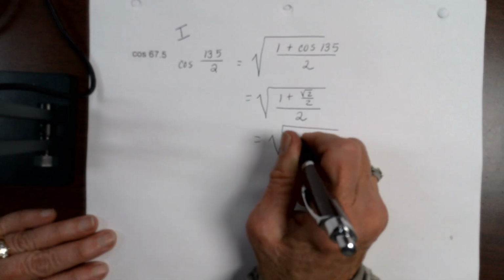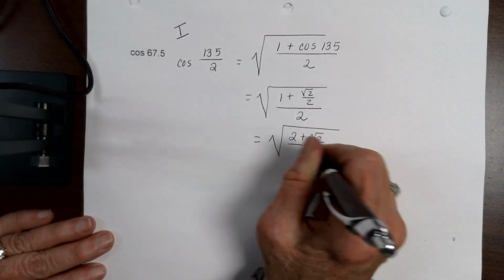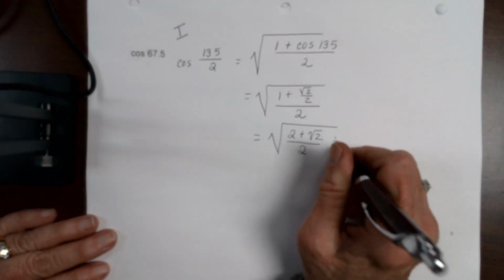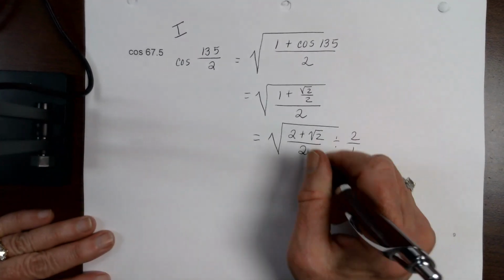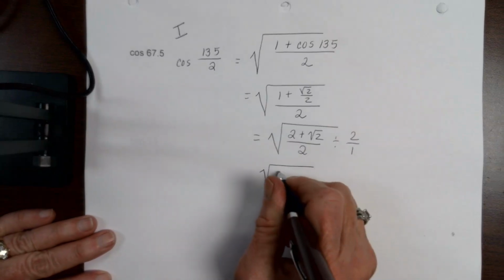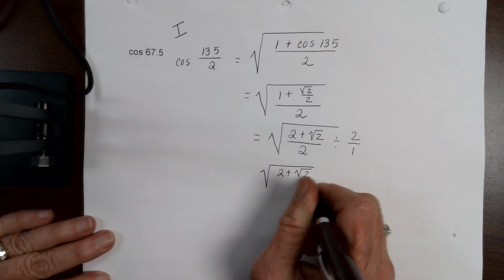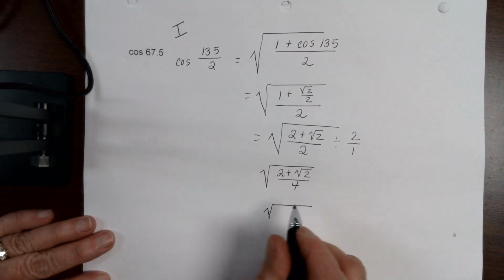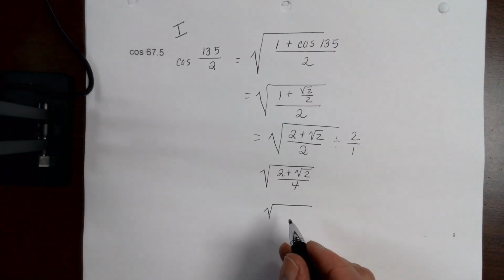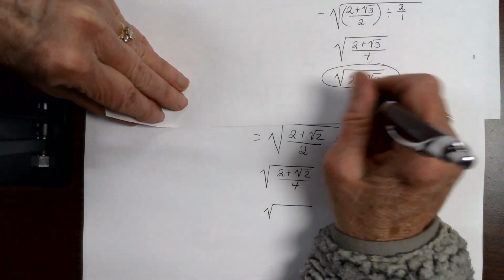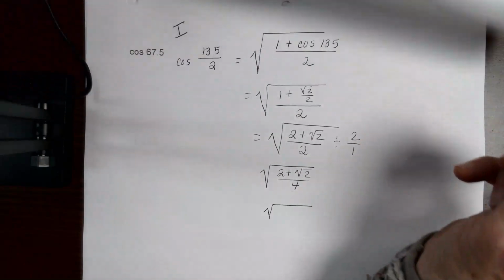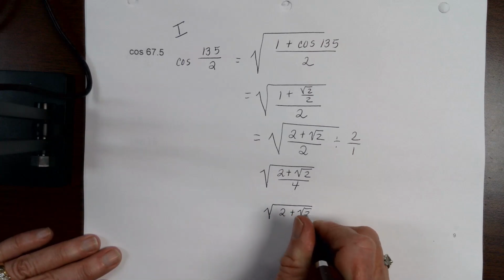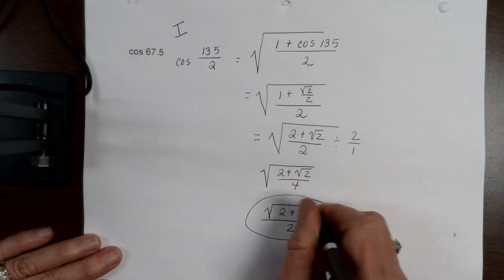So that's going to give me 2 plus the square root of 2 over 2 when I make a common denominator up here, divided by 2 over 1. So I'm going to invert and multiply, which gives me 2 plus the square root of 2 over 4. Again, I can take the square root of 4, so I'm left with, wait a minute, I'm not sure I finished that. Oh, I didn't put the 2 on the bottom here. You've got to have the 2 on the bottom because that's the square root of 4. This is the square root of 2 plus the square root of 2, over 2, and that's going to be your answer.